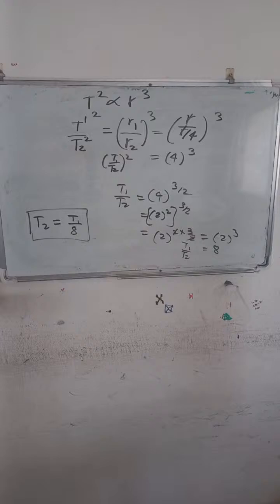A, 9.8 meter per second square. B, 4.9 meter per second square. C, 19.6 meter per second square. And last option, D, 2.45 meter per second square.